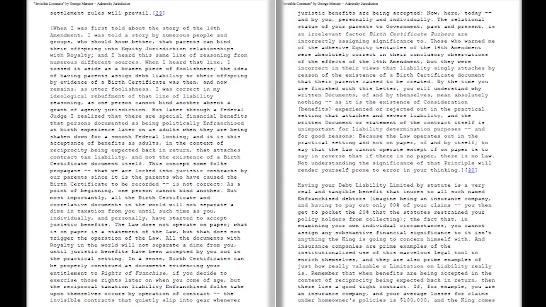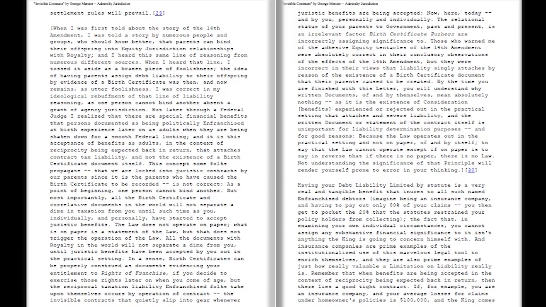Birth certificate pushers are incorrectly assigning significance. Those who warned me of the adhesive equity tentacles of the 14th Amendment were absolutely correct in their observations of the effects of the 14th Amendment, but they were incorrect in their views that liability singly attaches by reason of the existence of a birth certificate document that their parents caused to be created.